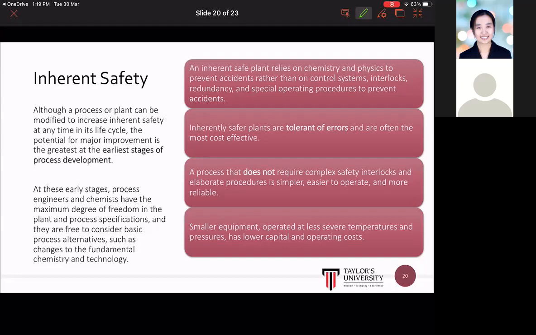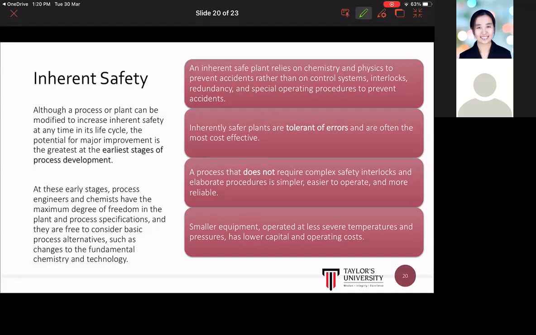Okay, if you can moderate it, that's best. If you can reduce or replace it, that's best. So when we say inherent safety, remember it is not control system. It is not interlock system. It is not additional redundancy system, but it is the nature of the system that you change. Okay, so inherently safer plants are more tolerant of errors and often very cost effective.